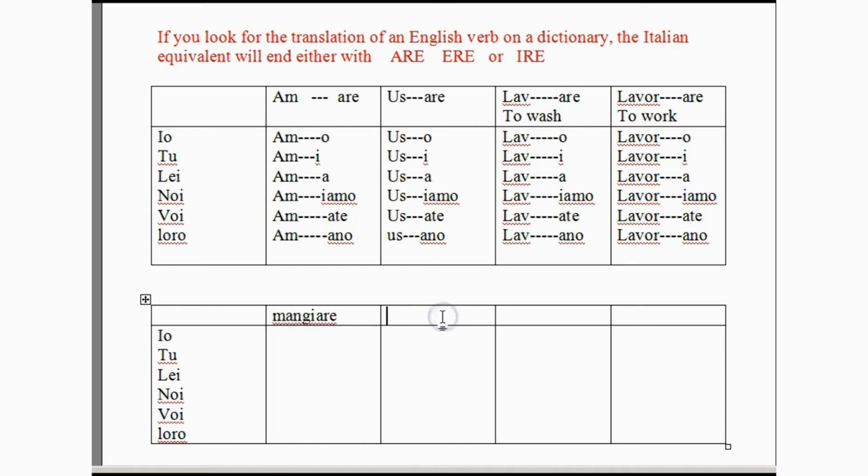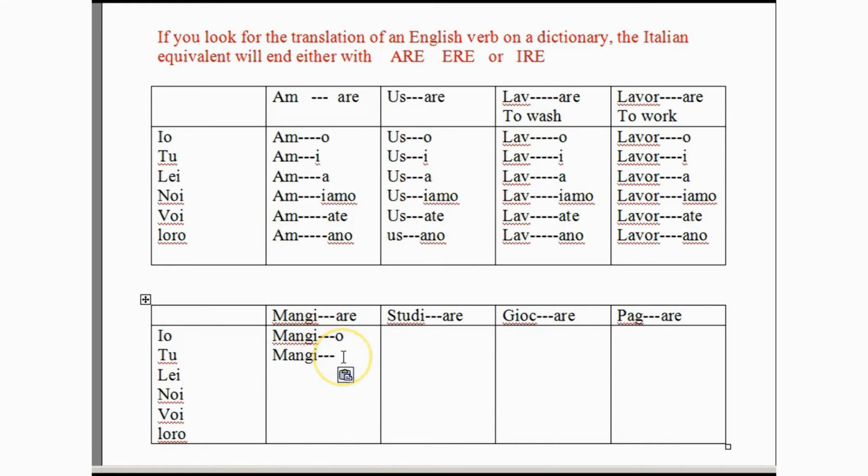Let's choose these verbs. Mangiare, studiare, giocare, pagare. Where is the stem in mangiare? Mangi. The ending are. Studiare, studi, ending are. Giocare, pagare. Always the last 3 letters are the ending. So let's take the stem mangi and add the ending o, io mangio.